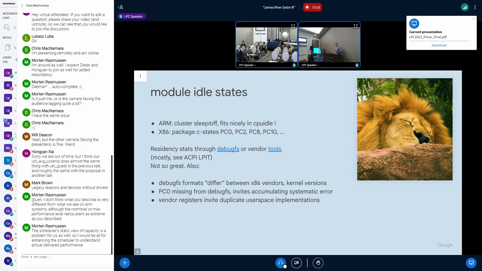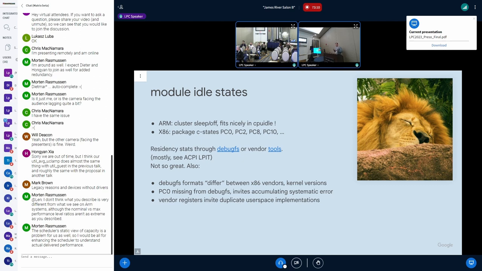Now, these stats you can get through debugfs, or you can get them through vendor tools. Some people here in this room might be familiar with Turbostat, I suppose. And there's also ACPI LPIT going on. It is not so fantastic because we have different debugfs formats. They differ between x86 vendors, and even between kernel versions, right?